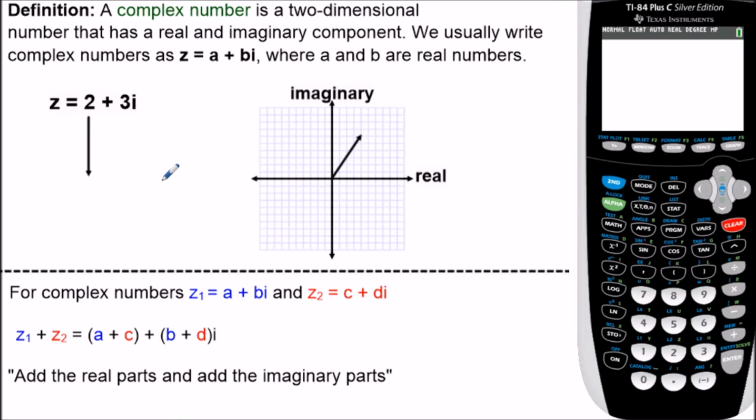Hi, my name is Vincent, and today I want to take a look at adding and subtracting complex numbers. So take a moment to read this definition for complex numbers.